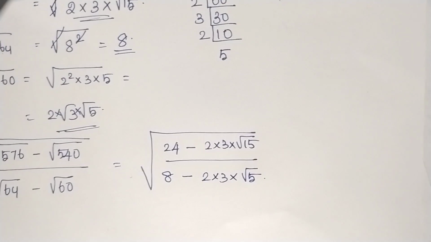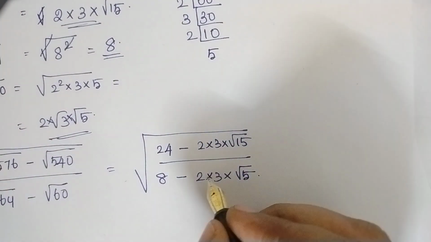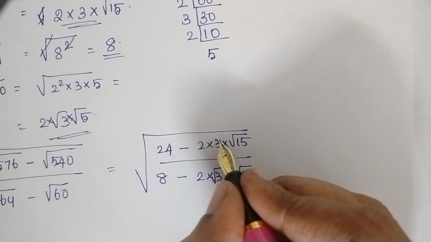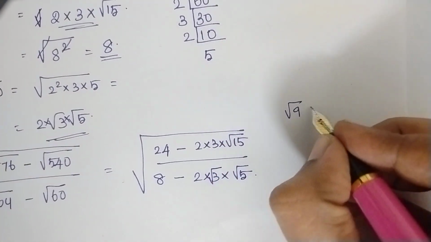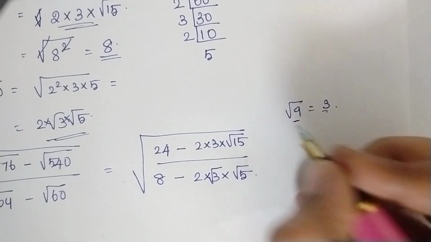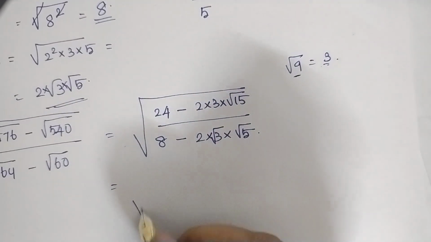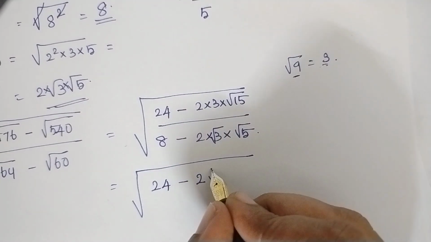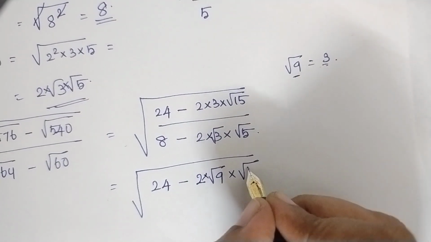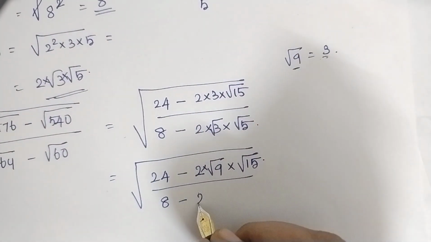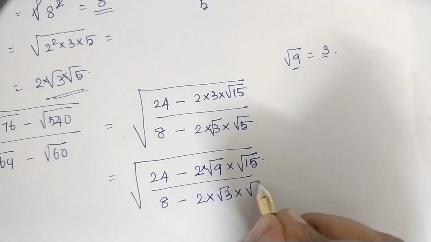Now see here, I'm going to change this 3 in terms of root. We know that root 9 is equal to 3. So I'm going to replace this 3 by root 9. Therefore which is equal to the root of 24 minus 2 into root 9 into root 15, divided by 8 minus 2 into root 3 into root 5.